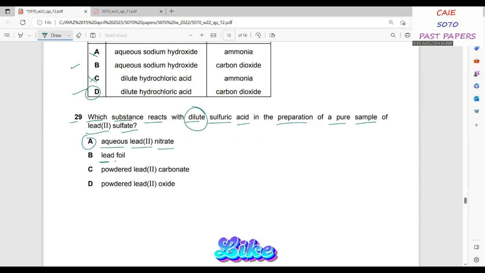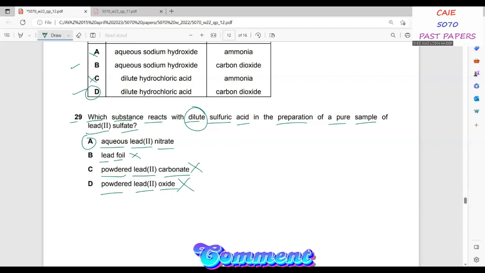In B, you have lead foil, incorrect because you need concentrated acid. In C, powdered lead-2 carbonate. Carbonate is insoluble. You have to take concentrated acid, so it's incorrect also. D, powdered lead-2 oxide. Again, you need to take concentrated acid. So we are left with A. A will be the right answer in this case.